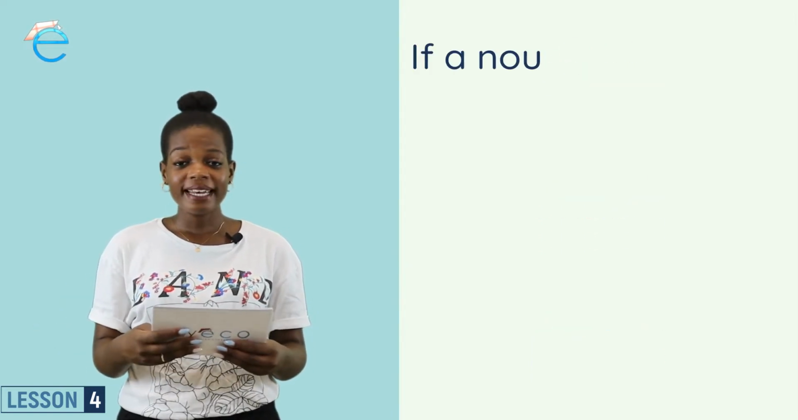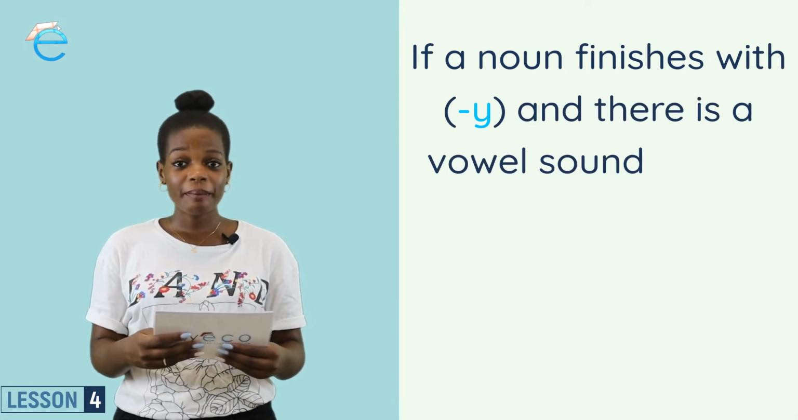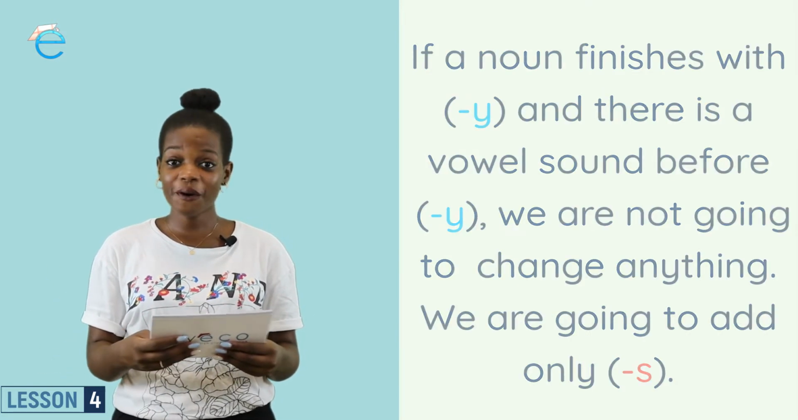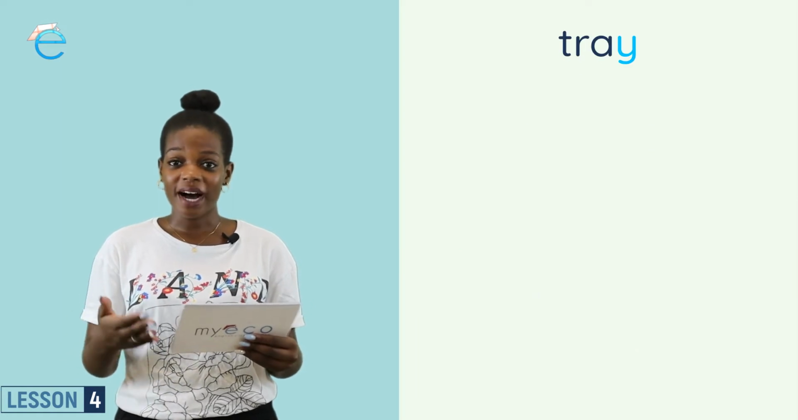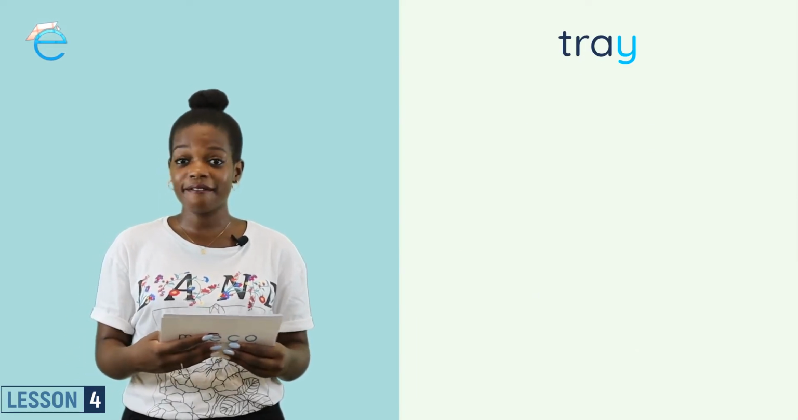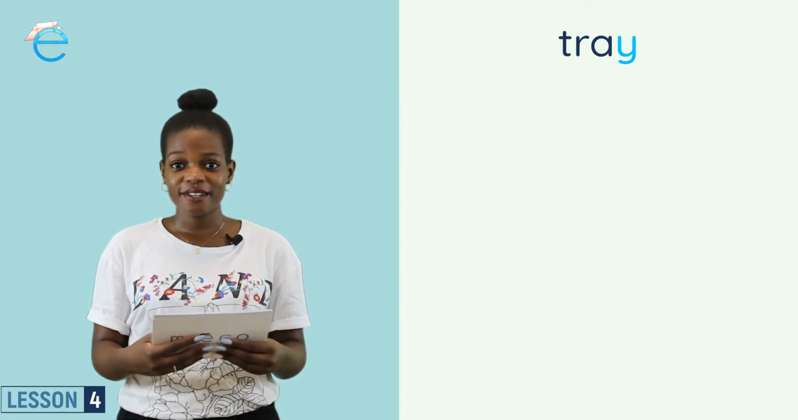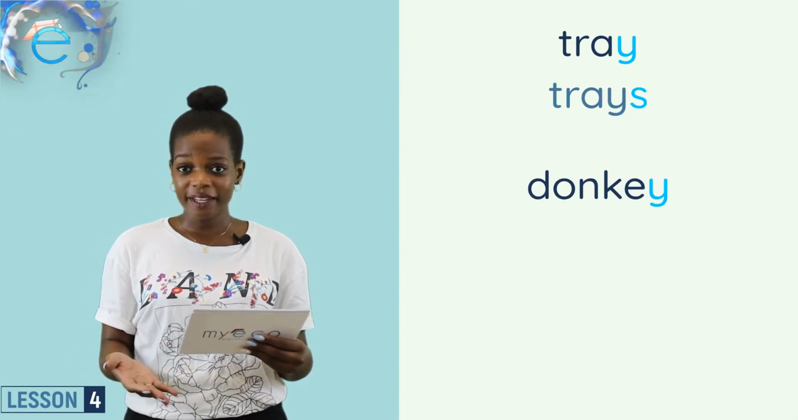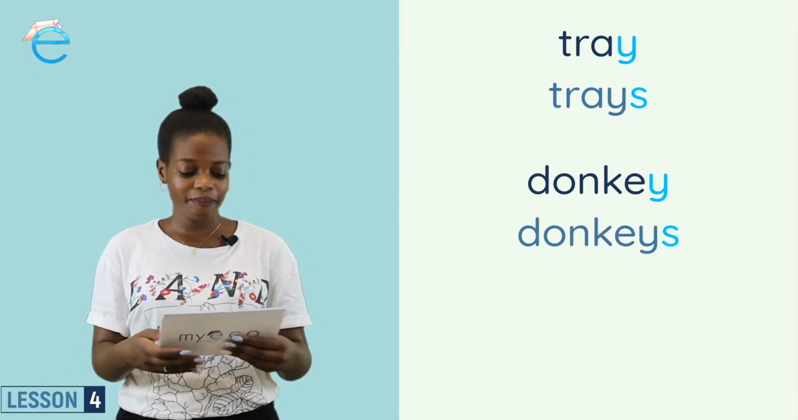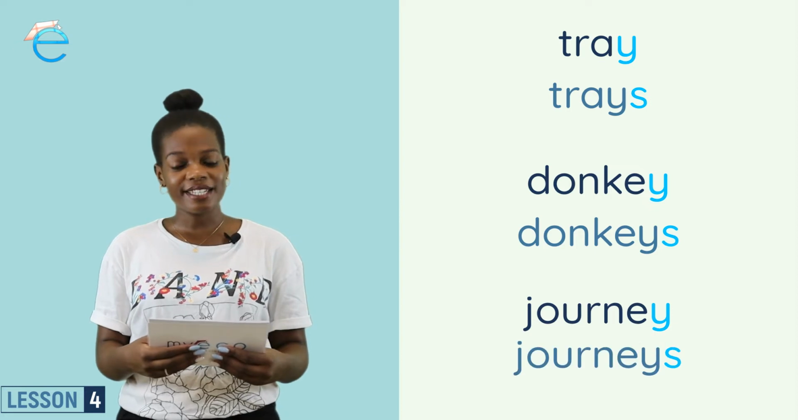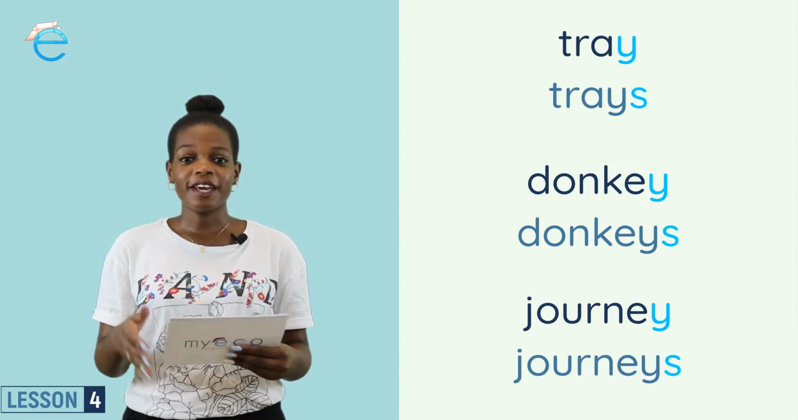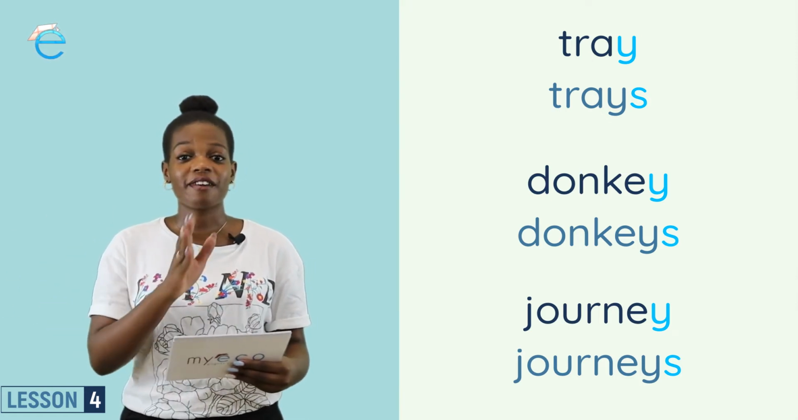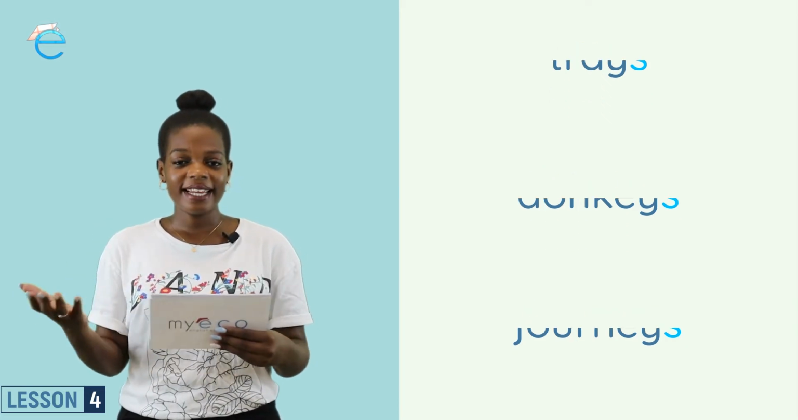Next rule, if my noun ends with Y, but before my Y, I have a vowel, then I am only going to add S. For example, tray ends with a Y, and before Y, I have a vowel. I'm just going to add S for the plural form. Tray becomes trays. Or donkey becomes donkeys with an S. Journey becomes journeys with an S. So, if I have a consonant Y, it changes to IES. But if I have a vowel Y, I only add S.